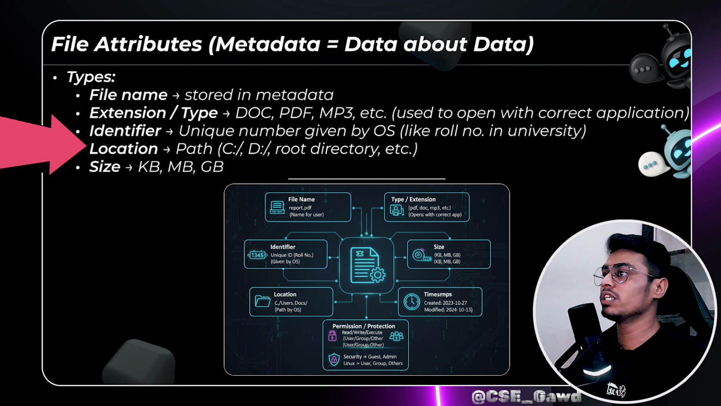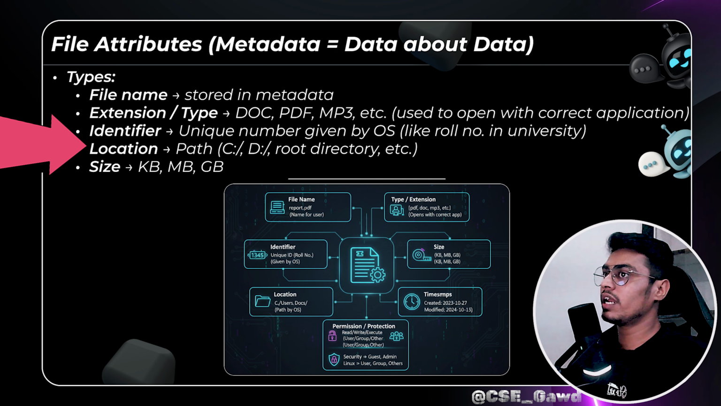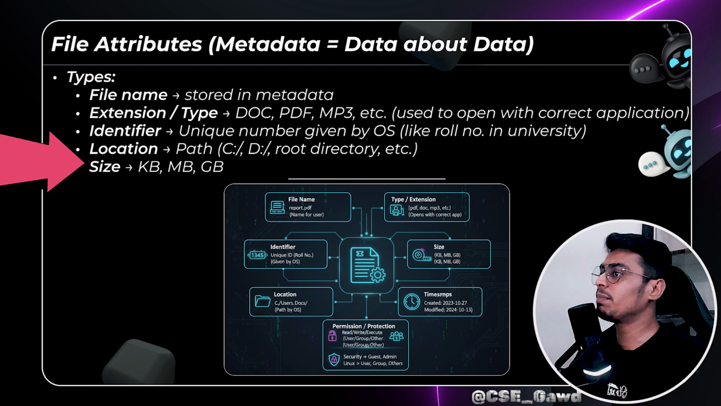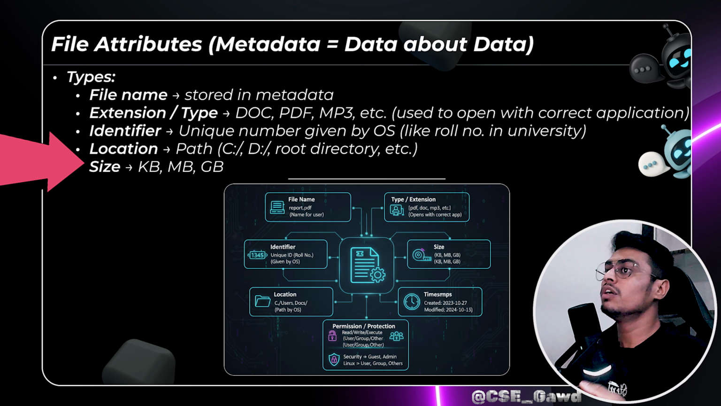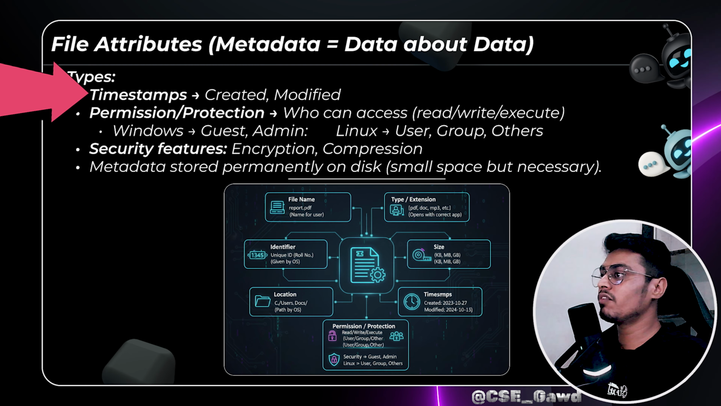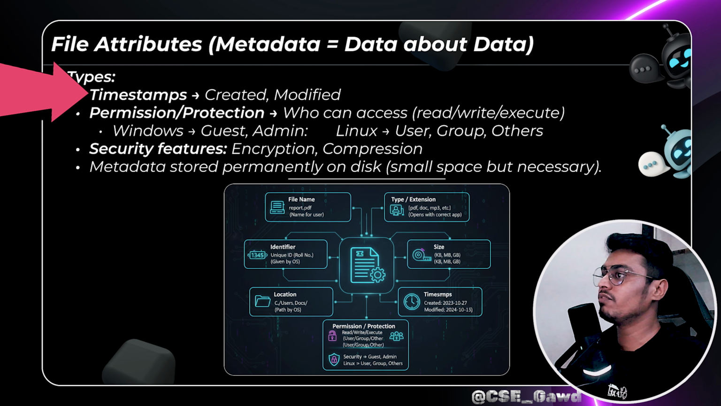The other one is location. Like the C drive, whatever location we give to the file, wherever the file is saved, this is location. The other one is size. The size of the file can be kilobyte, megabyte or gigabyte, so size also matters much. And the other one is modified date or created date. When it was created, when it was modified, when we made changes to it, all that information is in modified date or created date.